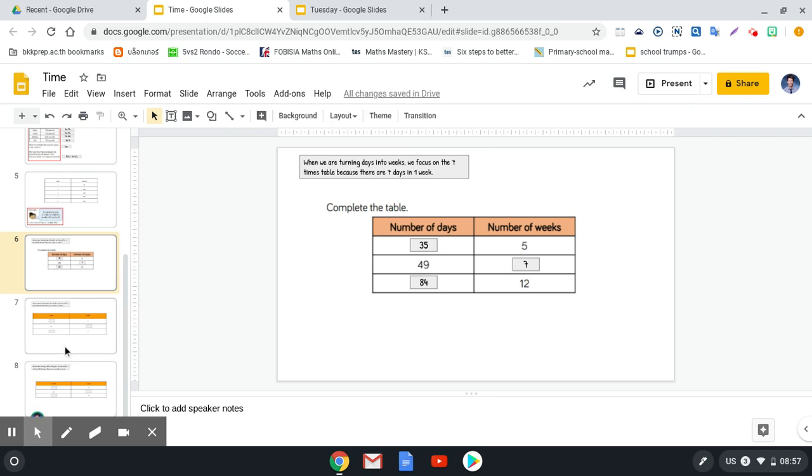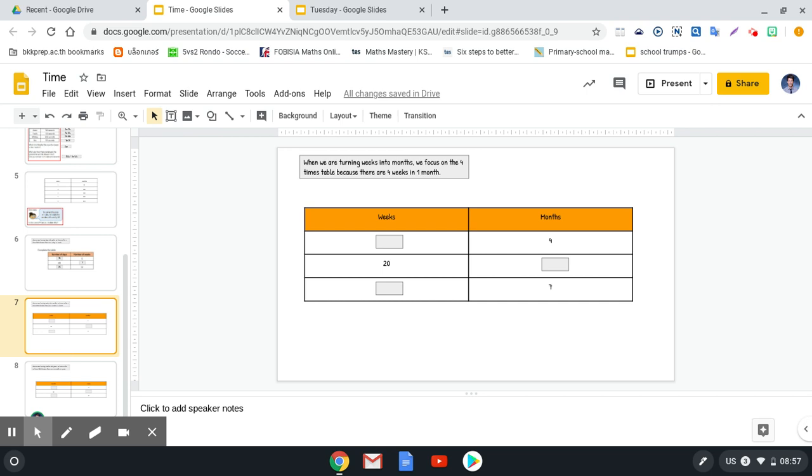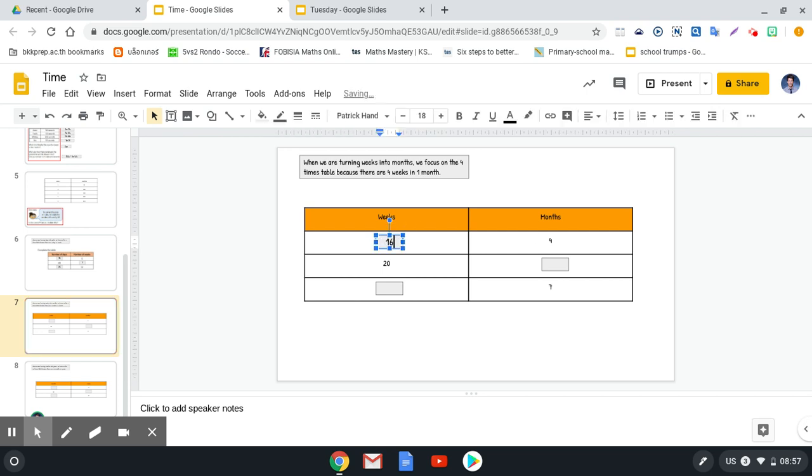Right, this time I'm going to convert from weeks into months and months into weeks. And for this, I need to focus on the 4 times table because there are 4 weeks in 1 month. So let's start looking at the table. If I'm given 4 months, to turn into weeks, I need to multiply by 4. So 4 times 4 is 16. So 4 months is 16 weeks.